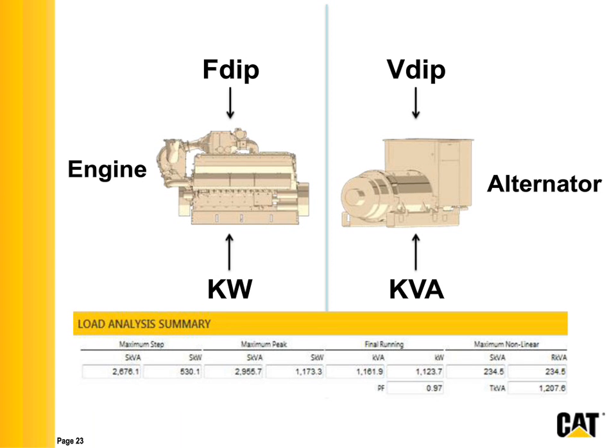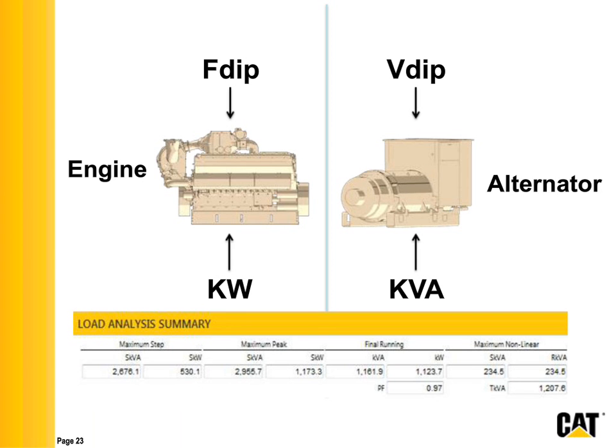So if you've got more of any of those, you require either a bigger engine or a bigger alternator. We've also got a value called TkVA that we calculate. It's your alternator kVA plussed up for harmonics from nonlinear loads. So if you've got more of that value, then you also require a larger alternator.